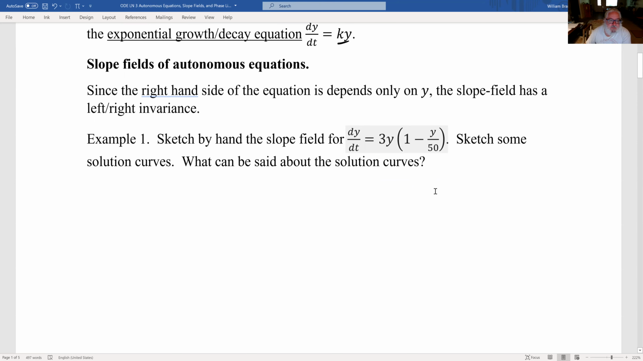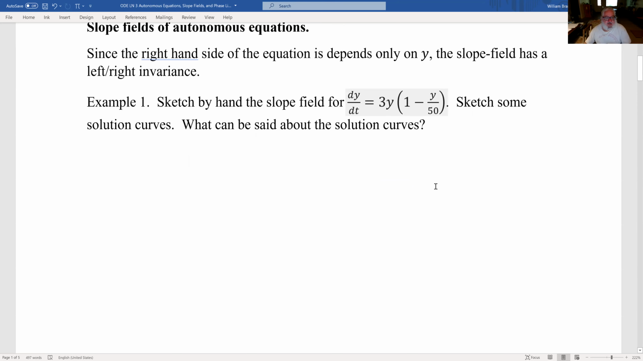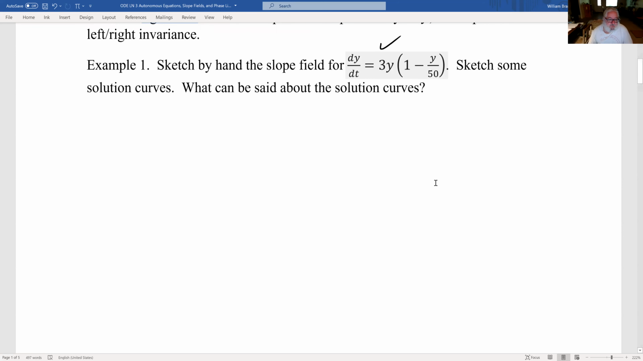So what does the slope field of an autonomous equation look like? Well, the right side of the equation depends only on y, so the slope field is going to end up having a left-right invariance. Here's dy/dt equals 3y times (1 minus y over 50). What does the slope field look like, and what do the solution curves look like?